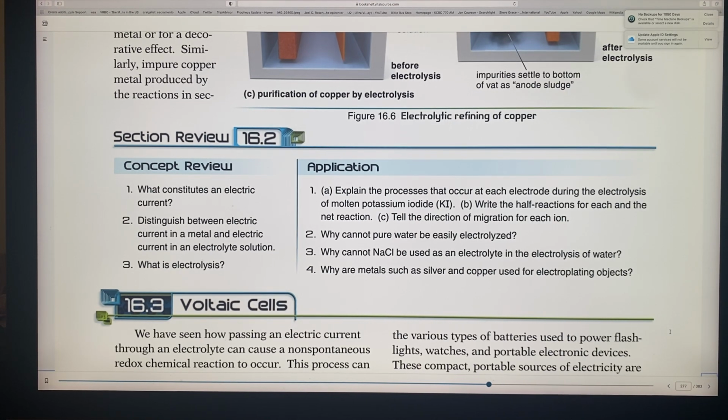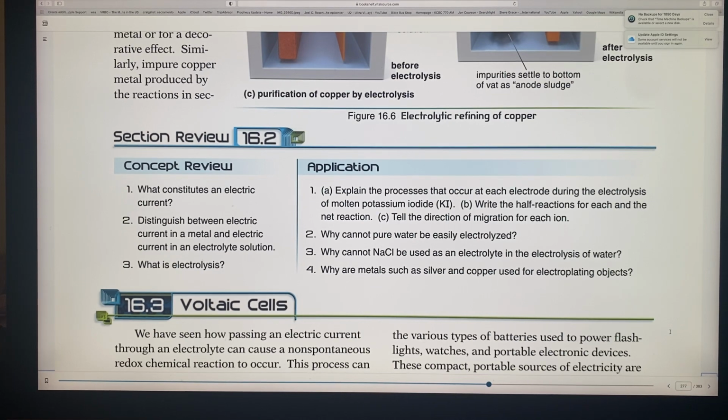So why can't sodium chloride be used as an electrolyte in the electrolysis of water? Because water goes through redox reactions with hydrogen easier than the sodium chloride does, or potassium iodide or whatever. So in that type of situation, you cannot use it as an electrolyte in the electrolysis of water. If you want the electrolysis of water to happen, you cannot use sodium chloride, is what they're saying.